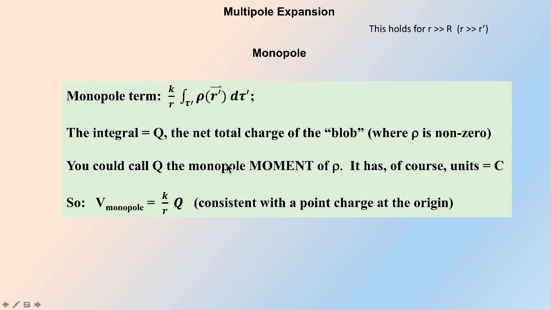We don't normally do that, but that's what we could do. It has, of course, units of coulombs. So V monopole is equal to kQ over r, which is consistent with a point charge at the origin.